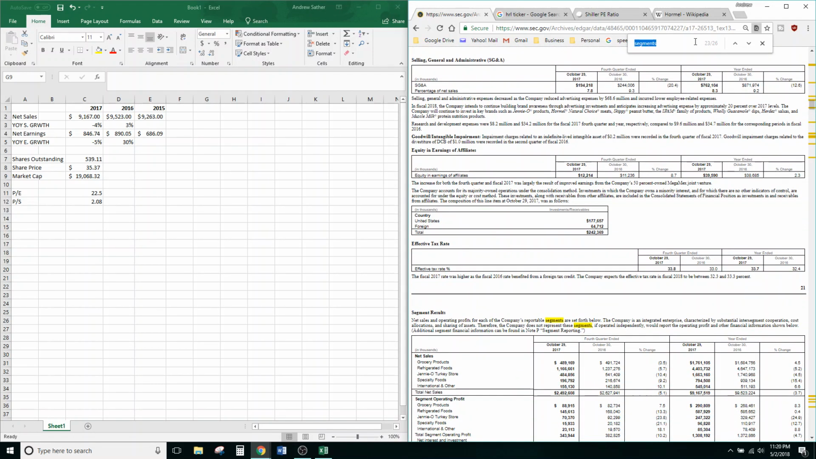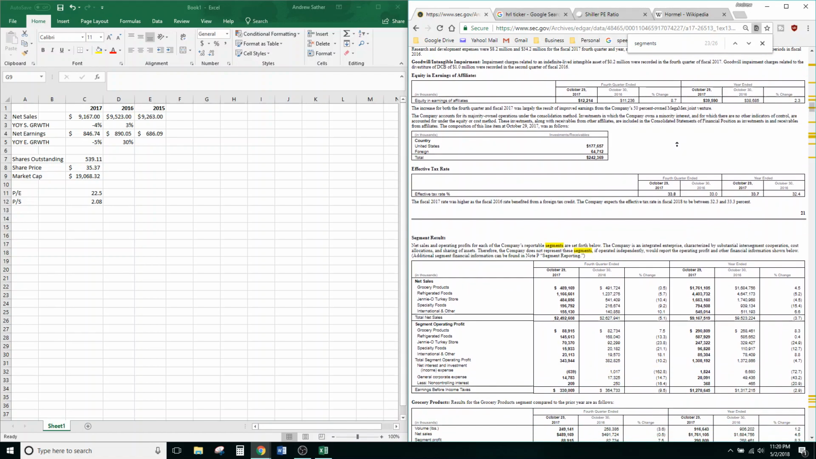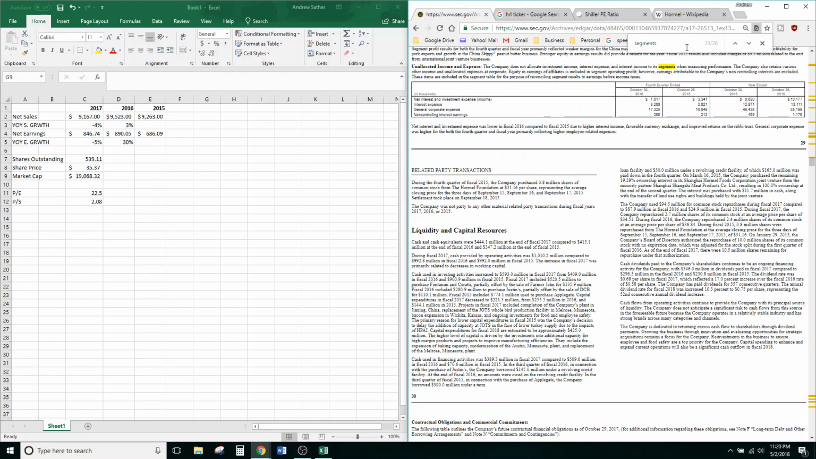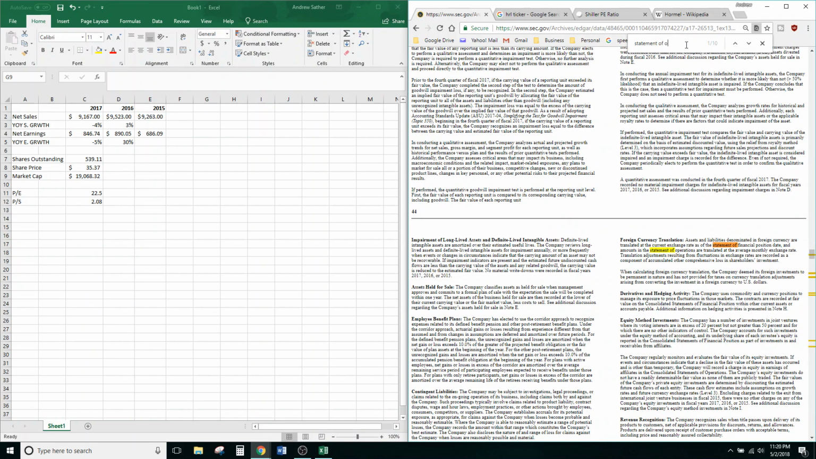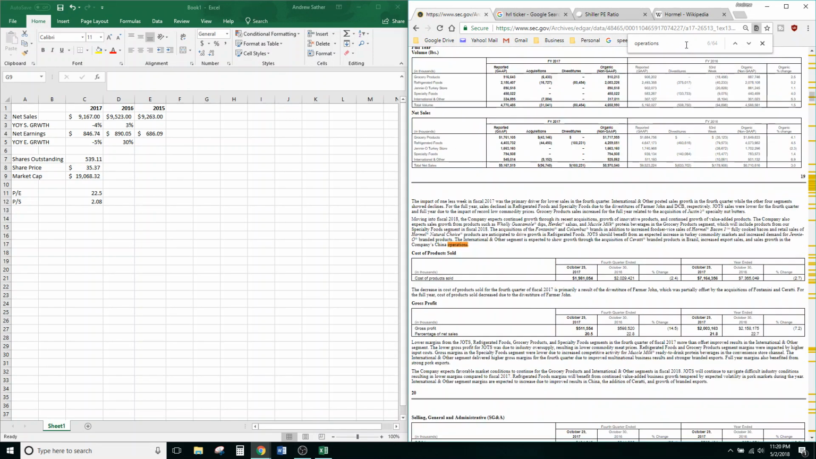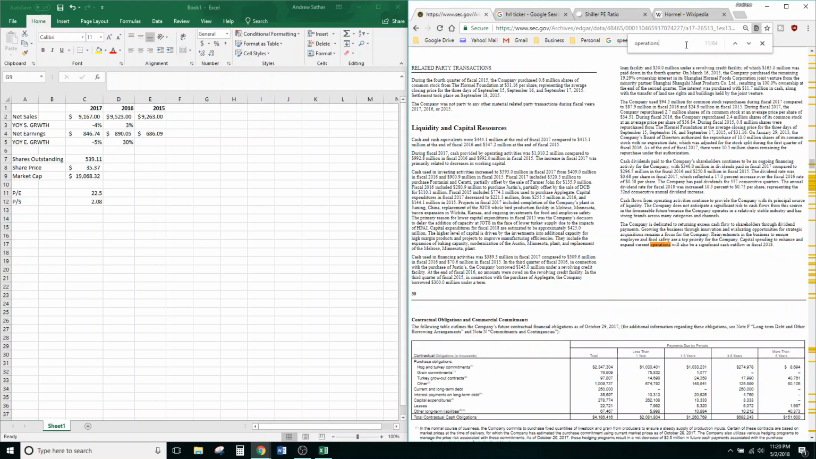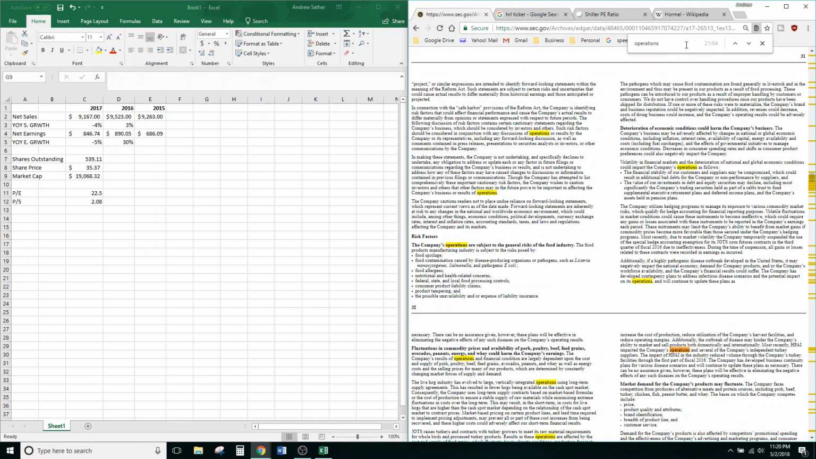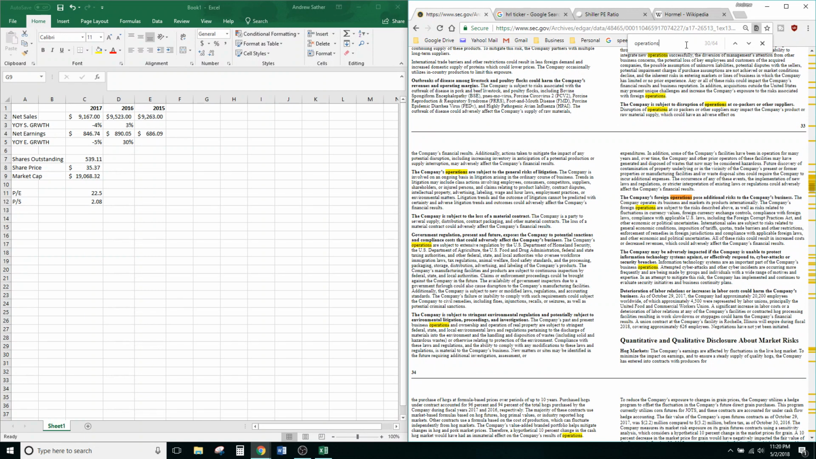Remember, use this Control F, the search function. That's going to be your friend. And you can search for things like segments, or I'm sure you could do something like notes to the statement, maybe because it's a statement of operations. There's just a ton of ways that you can find that information. So I like to use segments. Usually most 10-Ks will call it segments. And that's a way to look further if you're looking at something that's qualitative.